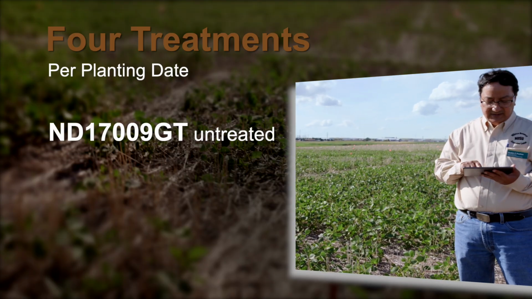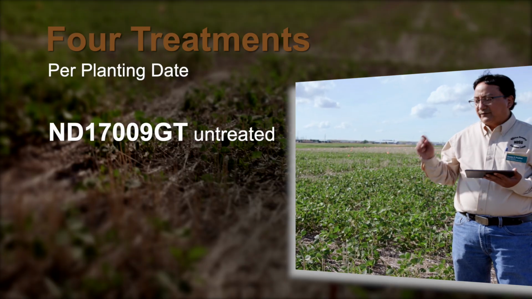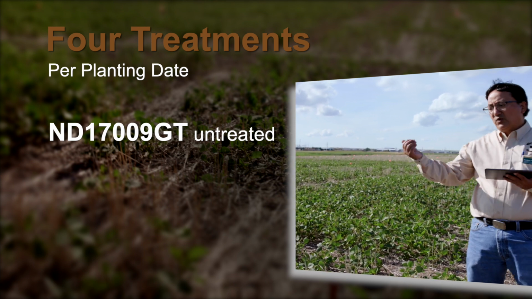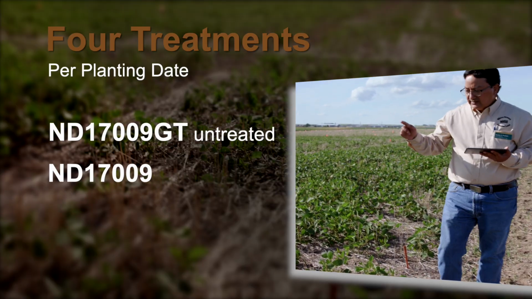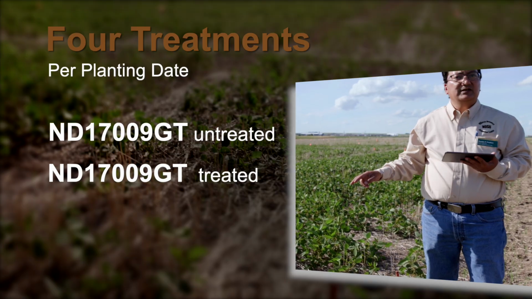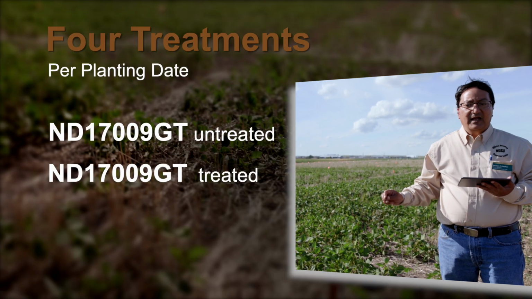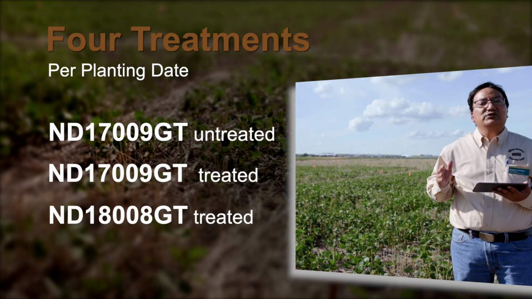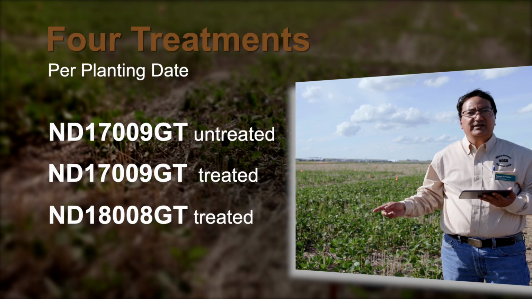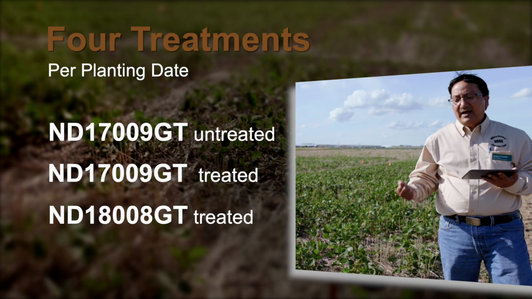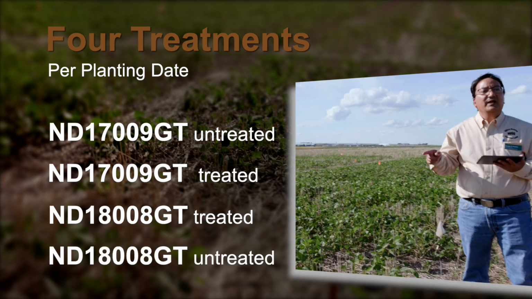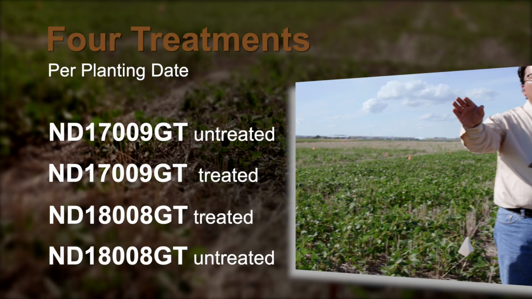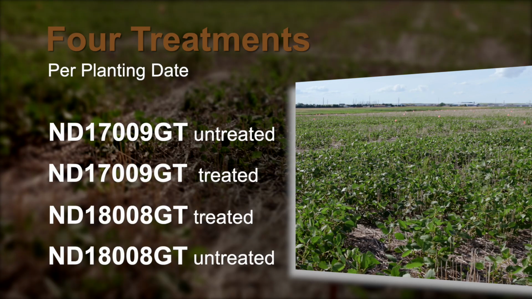And the first plot is planted with variety 17009 GT, and this variety was not treated. But when I move to this second one, this one is still the same variety, but I treated it with a fungicide before I planted. And the third plot here is the next variety, ND 18008 GT, and this was again treated with a fungicide before I planted. And the fourth one here is the same ND 18008 GT without seed treatment. So you can find all these combinations of treatments on every day.